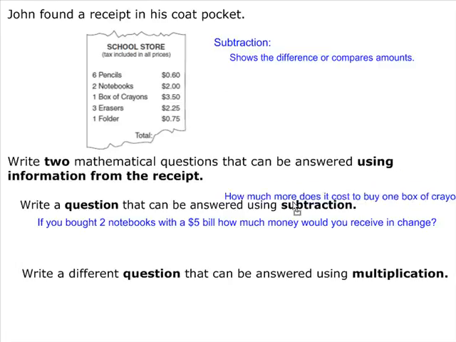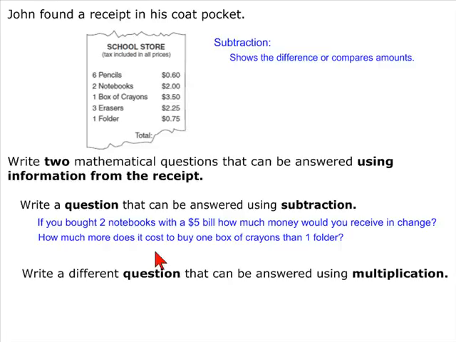Or here's another example. How much more does it cost to buy 1 box of crayons than 1 folder? So this is a problem that has to do with a comparison between the cost of a box of crayons and the cost of 1 folder. So those are 2 good questions. All we really needed was 1 of those, but I thought I would give 2 examples. And then let's look at writing a different question that can be answered using multiplication.